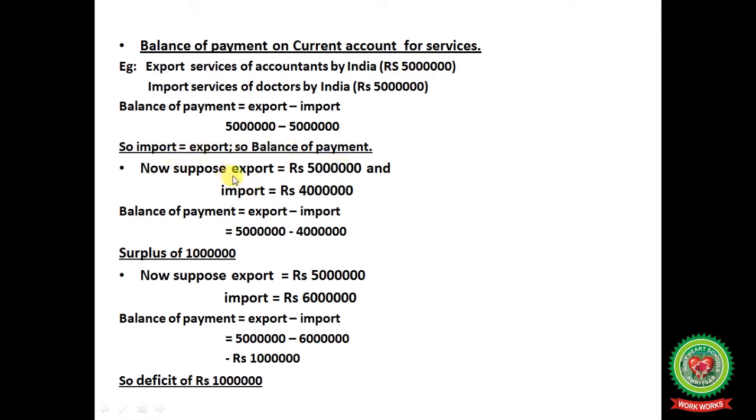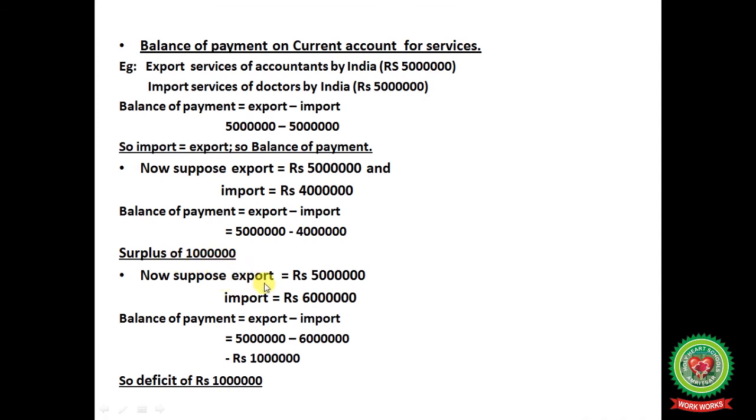Now suppose the export value is 50 lakhs and the import value is only 40 lakhs. So the export value is more and the import value is less. It means that we are receiving more, so there is a surplus in the balance of payment worth rupees 10 lakhs.